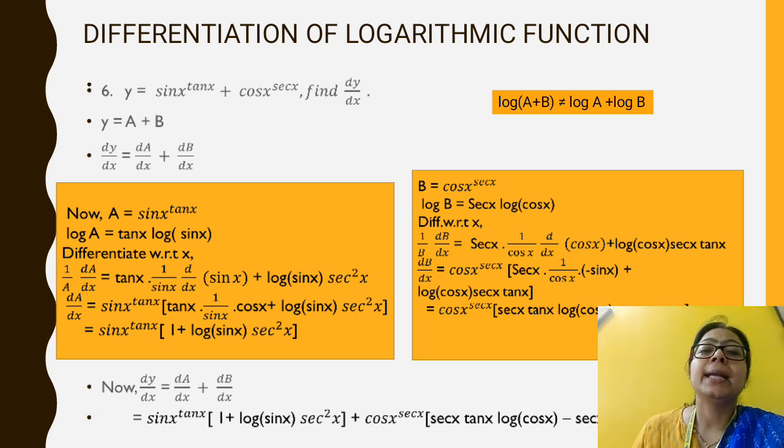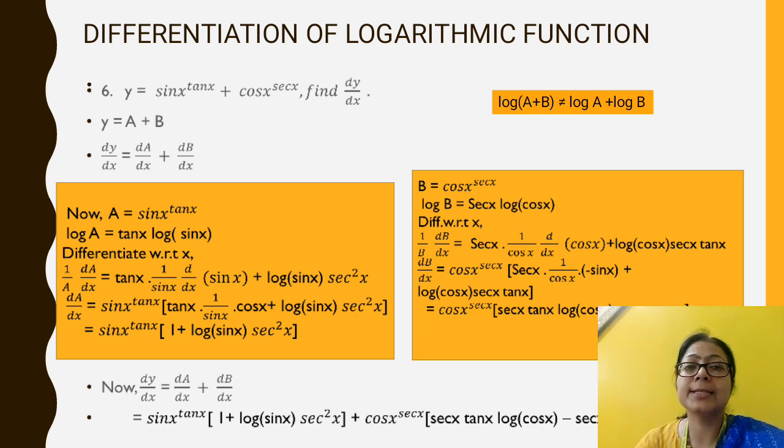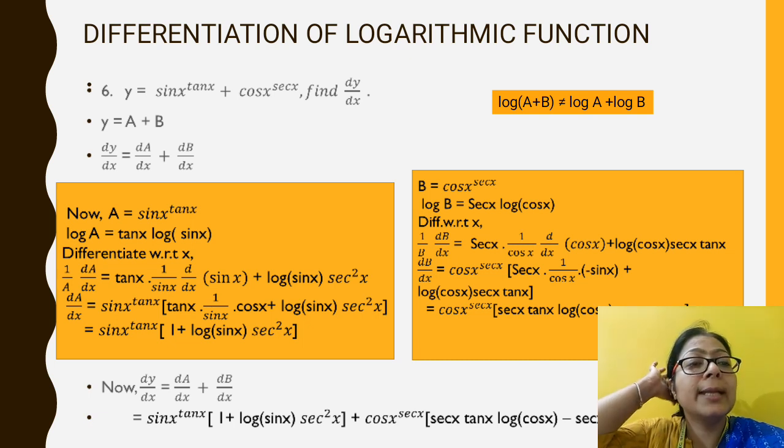Next is taking log on both the sides. Log a is equal to tan x into log sin x. Tan x will come front. So differentiating with respect to x, 1 by a dA dx. Right hand side, product formula, that is tan x into 1 by sin x, derivative of sin x is cos x, and log sin x unchanged.